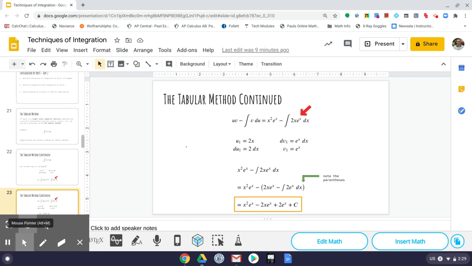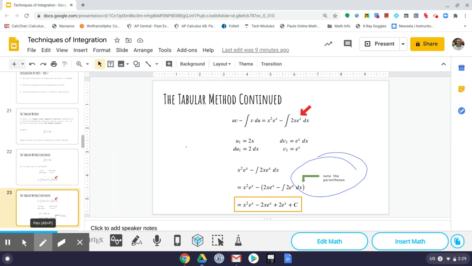All right. I did want to note, right? So I've got this here. I wanted us all to note the parentheses, because the parentheses is really what makes the tabular method, I think, come together. It makes more sense how the tabular method works if you understand the parentheses.